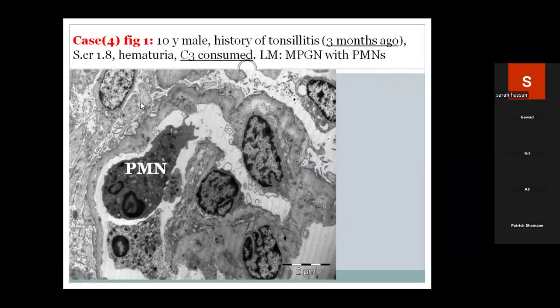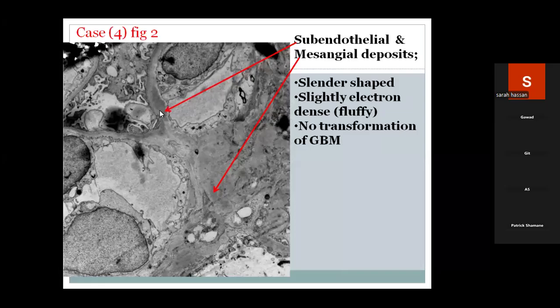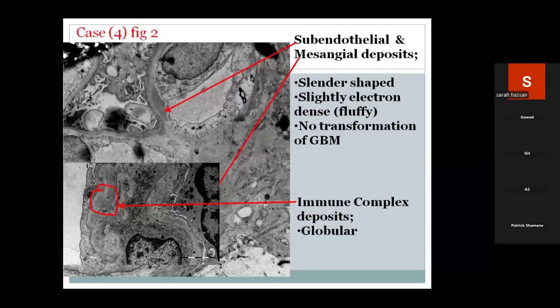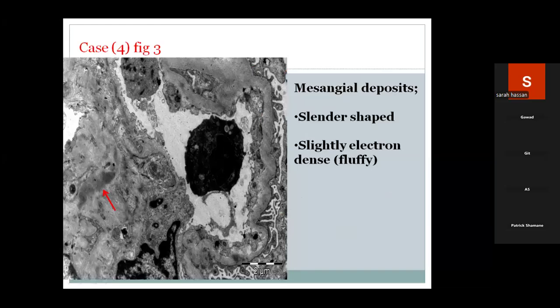But this is not the classic transformation of the total glomerular basement membrane as we have seen in dense deposit disease. And they are not the classic globular immune complex deposits either. Some are globular here, but most of them are cylindrical and slightly fluffy electron dense with no transformation of the glomerular basement membrane. Again, cylindrical, slightly fluffy deposits, and again, the same description. Some subepithelial humps were present as well.